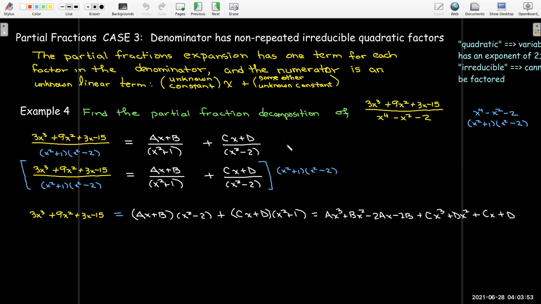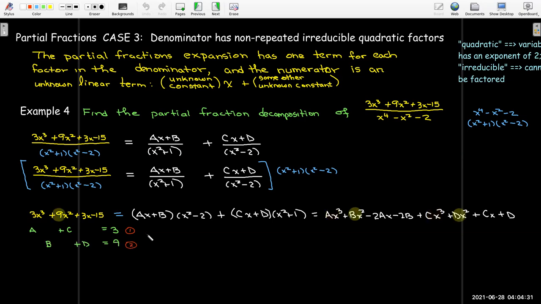And now I'm going to use this inspection technique to figure out what my system of equations will be. In other words, I'm going to set the coefficients from the left-hand side and the right-hand side for each power of x equal to each other, starting with x cubed. So on the left-hand side, I have 3. And on the right-hand side, I have an ax cubed and a cx cubed. So a plus c has to equal 3.